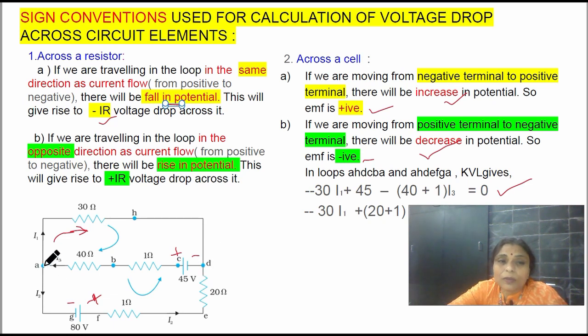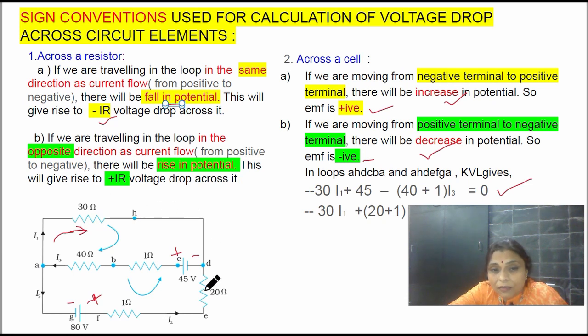Take another loop, A, H, D, E, F, G, A, the bigger one. In this, you tell me and I am also telling. Let us see, we match each other. The current I moves, and we are also moving in this direction, so it is minus 30 times I1.